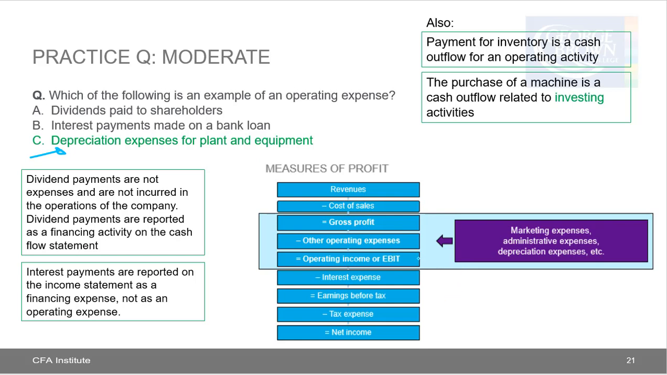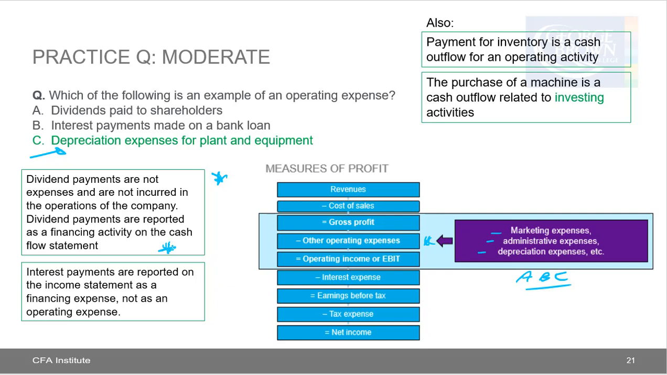On the previous slide, we can see other operating expenses made up of marketing expense, administrative expense, and depreciation expense, which is what we saw for ABC's company. Just very quickly, I put in a couple of points here, and we're going to see a little bit more of this in the cash flow, so this is a bit of a preview. Dividend payments are not expenses and are not incurred in the operations of the company. Dividend payments are reported as a financing activity on the cash flow statement.